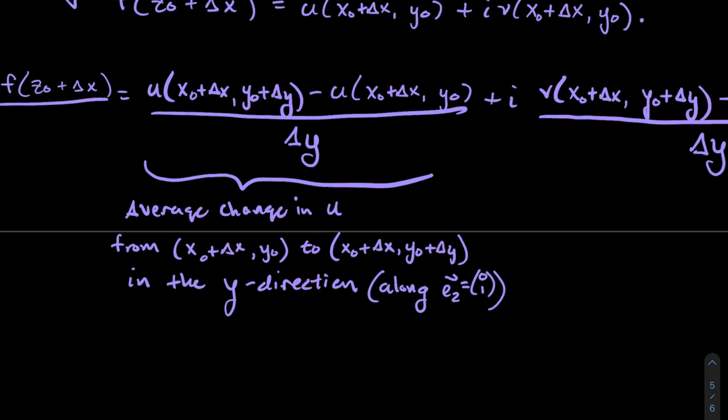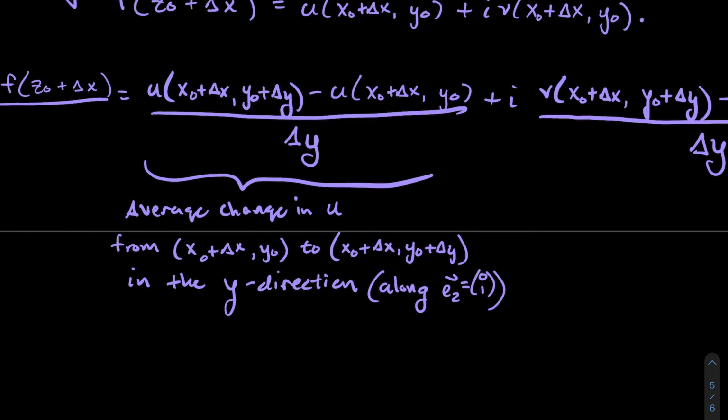Or in other words, if you think from Calc 1, this is similar to when you were looking at the slope of the secant line from A to B. Again, I'm not trying to visualize that here, just trying to make a connection for something you're probably familiar with. So this difference quotient is the average change in u from these 2 points, x naught plus delta x, y0 to x naught plus delta x, y naught plus delta y. In the y direction though, right? Y is the thing that's changing, so that's the direction that we're moving around in.